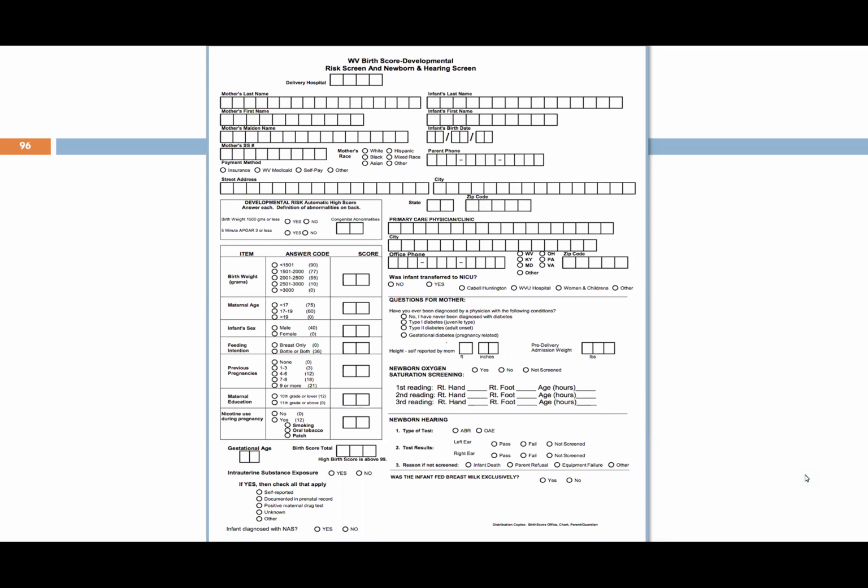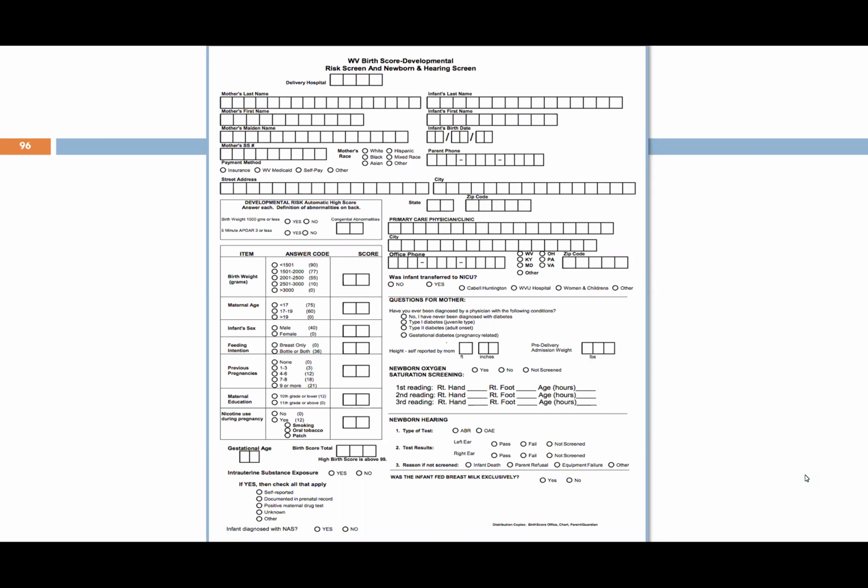The thing we had to consider when our committee met and decided to implement this was, you can already see that there's a lot of stuff on the birth score. And so the more we add to the tool, the more likely there is to be errors. So we had to be very cognizant of what we wanted to put on it. And so when we met, we really decided on two questions.